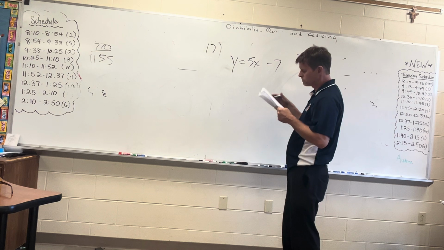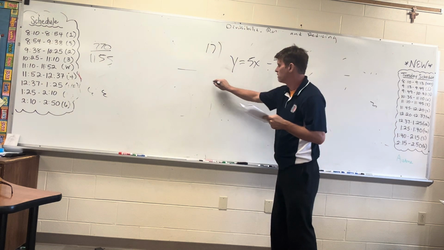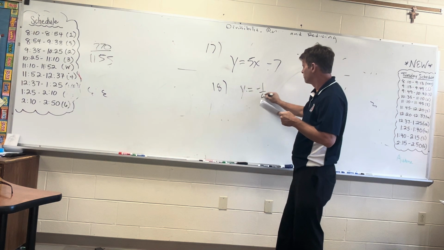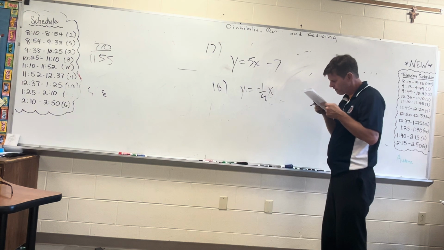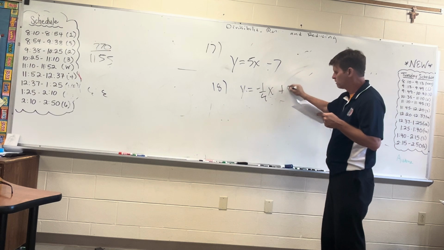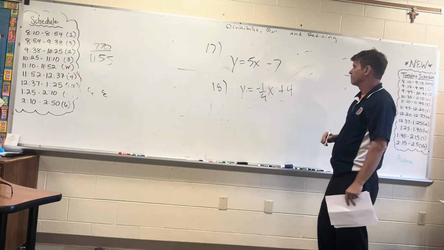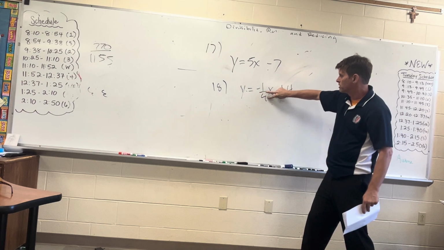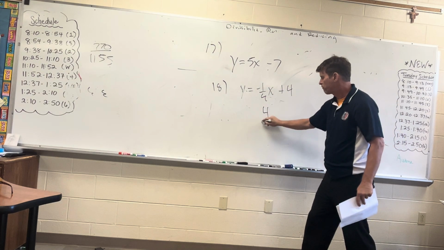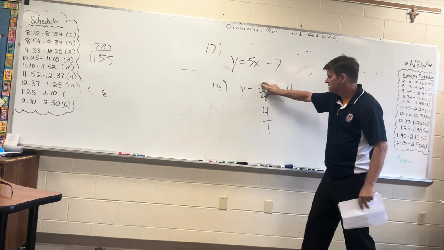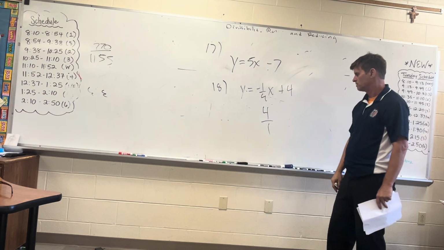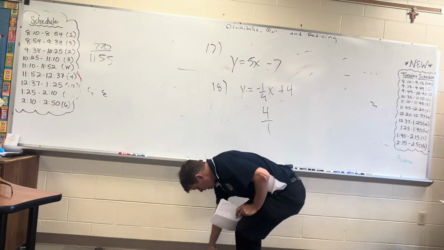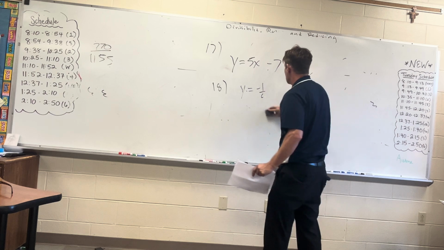What's the slope of the line perpendicular, number 18, perpendicular to y equals negative 1/4 x plus 4. Perpendicular to that is the opposite reciprocal. So the reciprocal of 1/4 is 4/1, and since this is negative, this is positive. There you go.